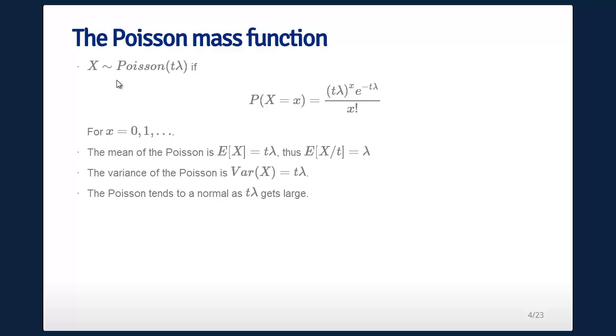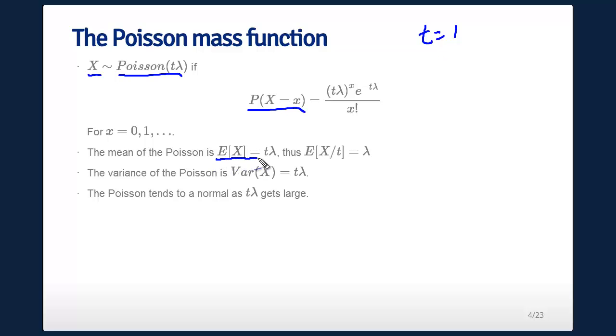So hopefully everyone's had the inference class or is taking the inference class at the same time. But if not, let me just give you a couple of quick things about the Poisson mass function. We say a random variable X is Poisson t lambda if the probability that X takes on a specific value is (t lambda) to the x e to the negative t lambda over x factorial, for x a count starting at 0 and going to infinity. Often, in many cases t equals 1, so you might specify this in terms of lambda.